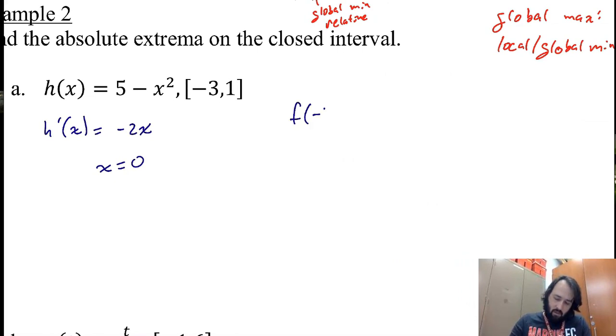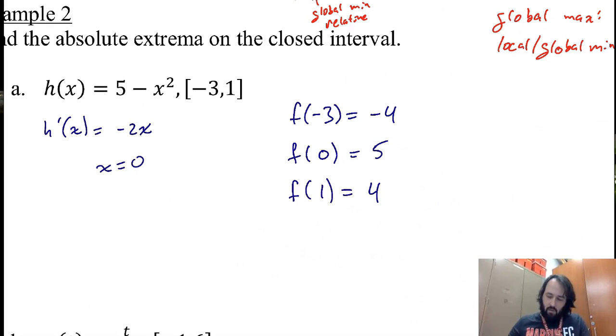So let's see, f of negative 3 is 5 minus 9, which is negative 4. F of 0 is 5. F of 1 is 4. So I needed to go from negative 4 to 5, and then from 5 to 4. So I know that this is a min, this is a max, this is also a min in this case.